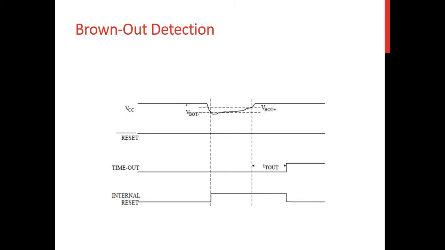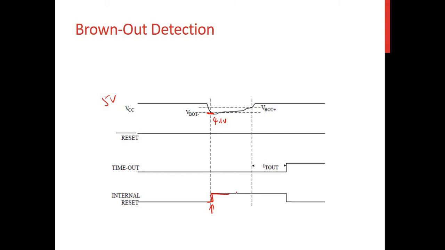This picture shows it nicely. As you can see, this is the VCC, so assuming this is 5 volts. Once I drop below VBOT minus here, let's say this is 4.1 volts, once I drop below this threshold, I issue the reset. So I issue the reset here. And then what happens?